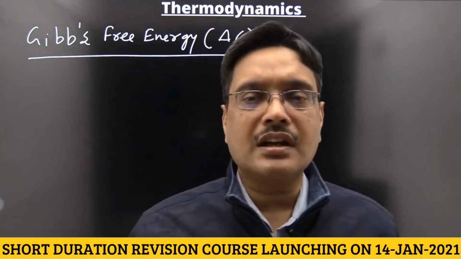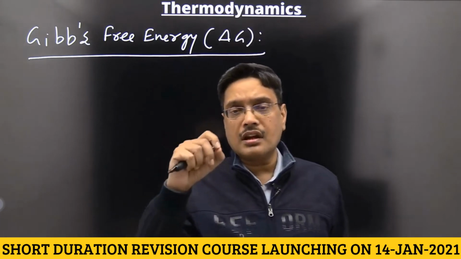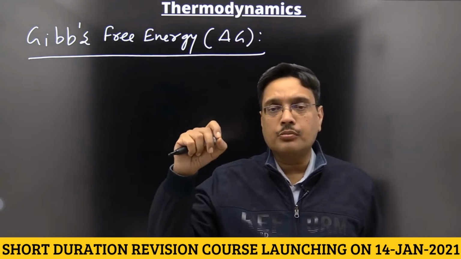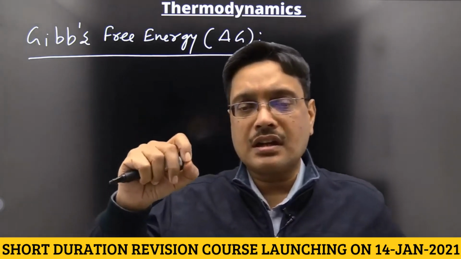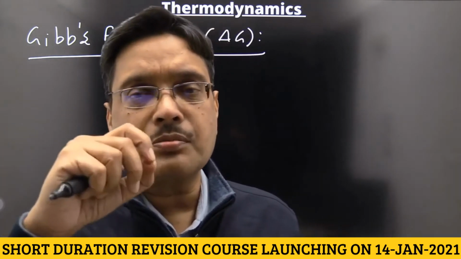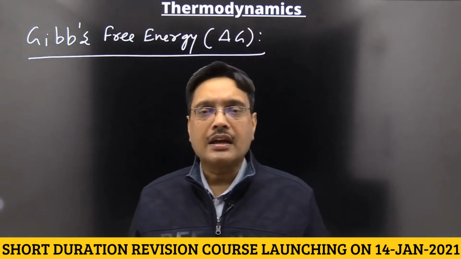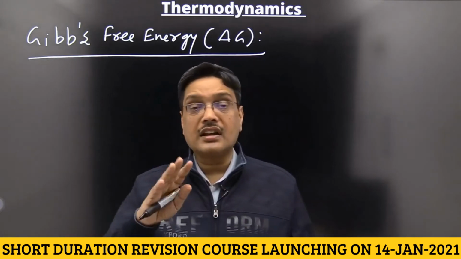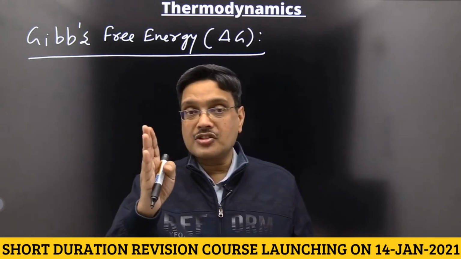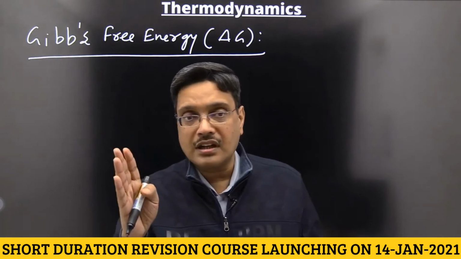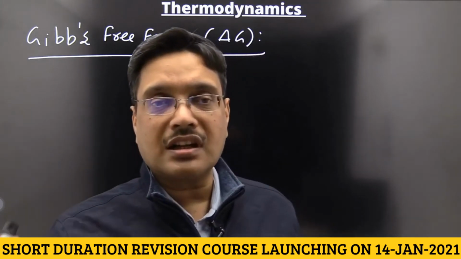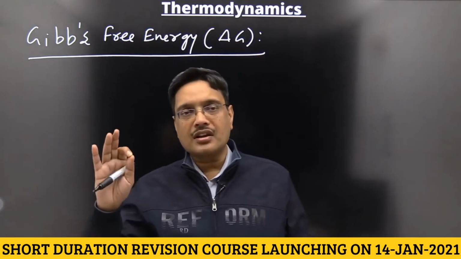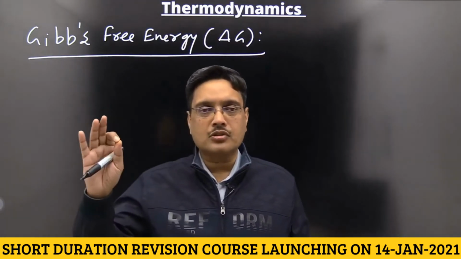If it is positive, then the reaction is non-spontaneous, and if it is 0, then the system is present at equilibrium. Actually, spontaneity is also decided by delta S total. Delta S system refers only to the system. Delta S total means delta S system plus delta S surrounding, and for a spontaneous reaction, delta S total must be positive.